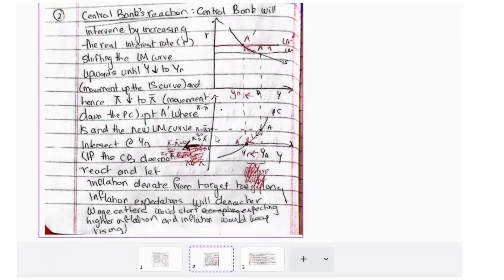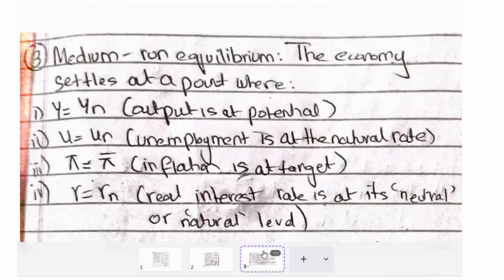So the central bank will react to bring Y back to YN, so that pi goes back to pi bar, and it will do that through an increase in the real interest rate, which will shift the LM curve upwards. How do you know where to plot the new LM curve? You will plot it where it intersects your IS curve at YN. So the economy finally settles at a point in the medium-run equilibrium where Y is YN, output is at potential, which means that unemployment is at the natural rate, pi is equal to pi bar, and the real interest rate is at its neutral or natural level. The neutral or natural real interest rate is the one associated with the natural rate of unemployment or natural level of output.